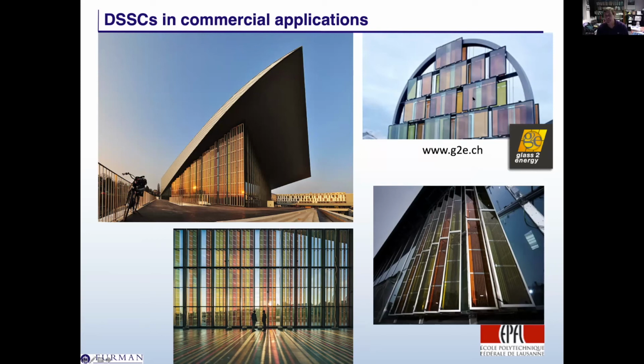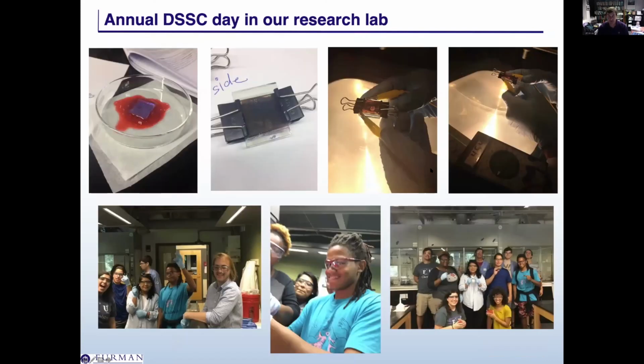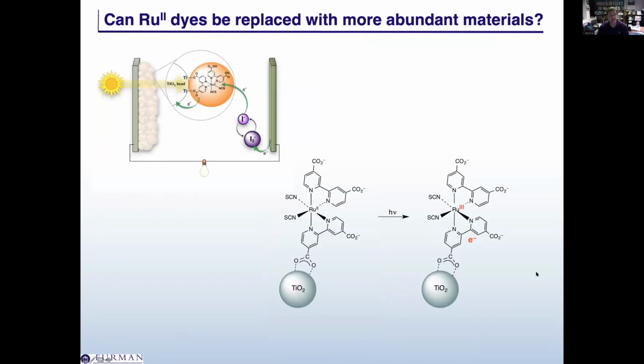Here are some other examples of installations of dye-sensitized solar cells. To make ones that aren't very efficient, they're actually pretty easy to make. You can make them with raspberry juice. So we have some high school students come to our lab each summer and make dye-sensitized solar cells. They're not very pretty, and they're not very efficient, but they make electricity. And this one's showing about 0.4 of a volt. So we have a lot of fun doing that each summer.